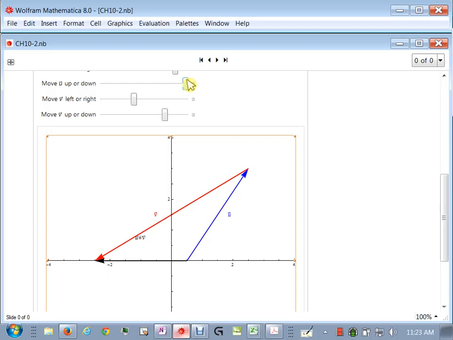There you go, right? So if you do U plus V or V plus U, depending on how you attach the tail and tip, you create this parallelogram. All right, next.